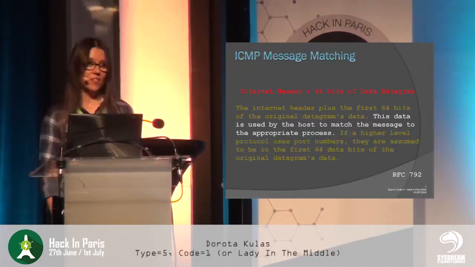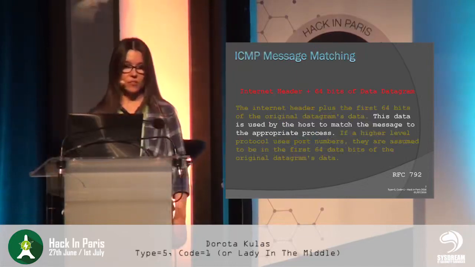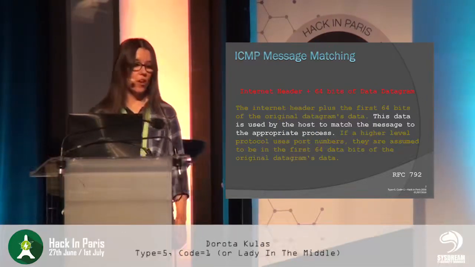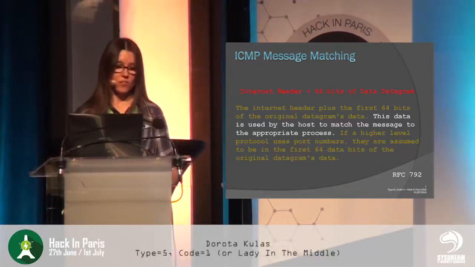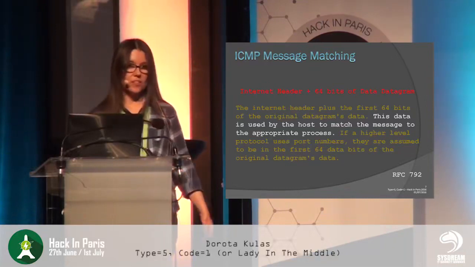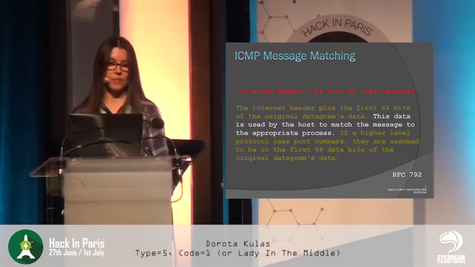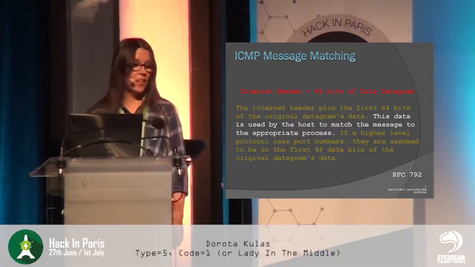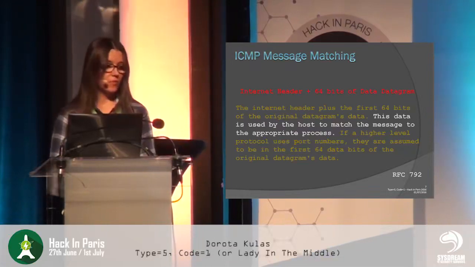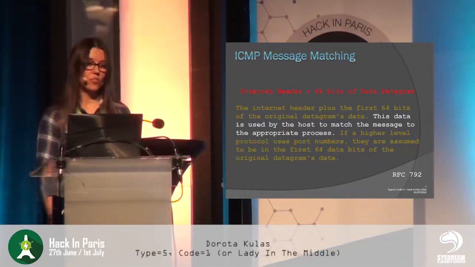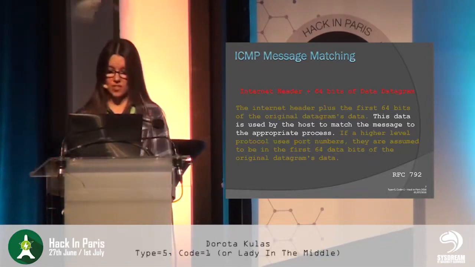And then this is just a part of the RFC, about how the source host knows why it got this ICMP message. It's very vague, not very specific. The RFC for any type of ICMP message only says that the first 64 bits of the datagram and the IP header are used to match it to the originating process.